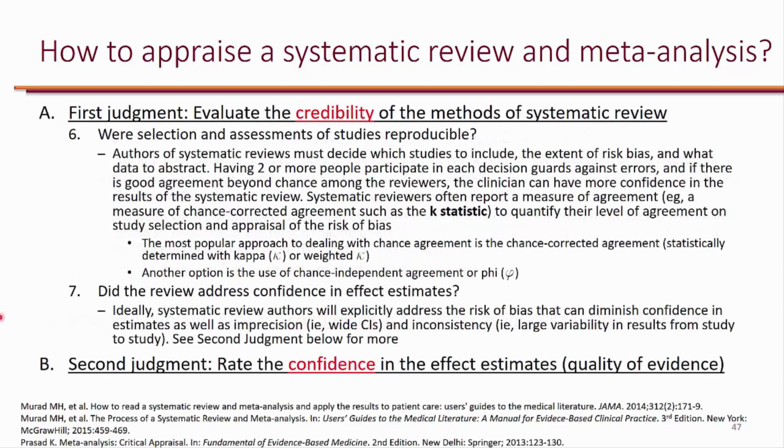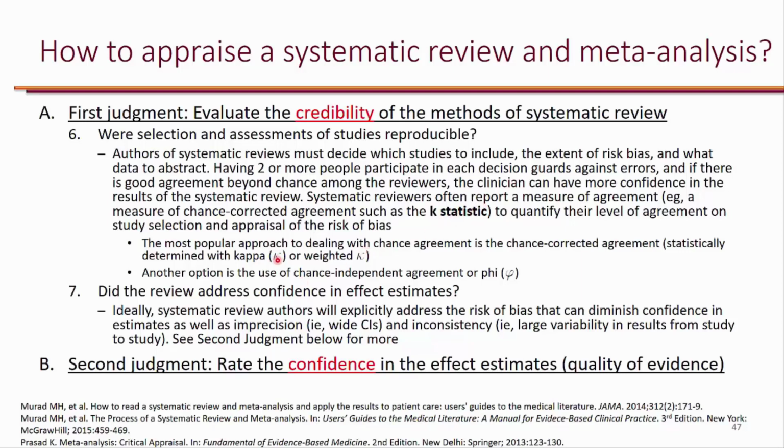Next question is, were selection and assessments of studies reproducible? It's important that if you were to do the same study again, you should pretty much come up with similar results. So it's important to have at least two people participate in decisions regarding the conduct of the systematic review. One thing that you can do statistically is the kappa statistic.